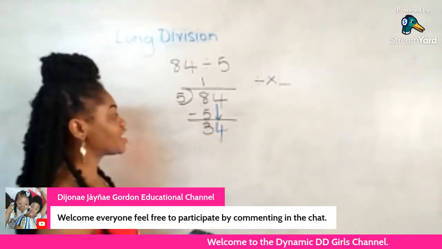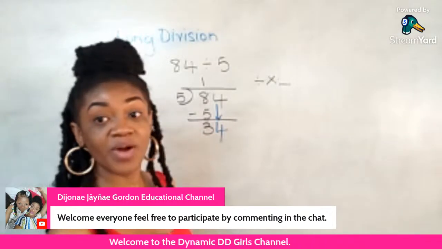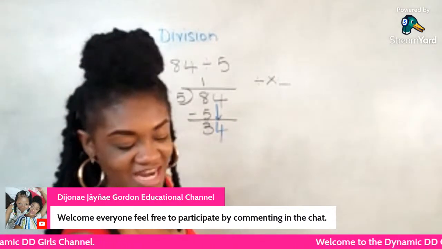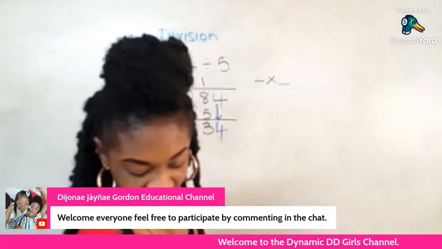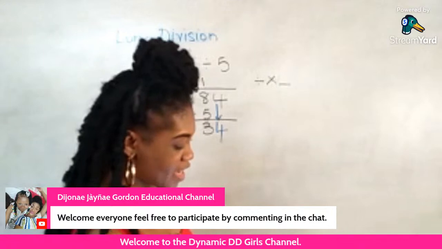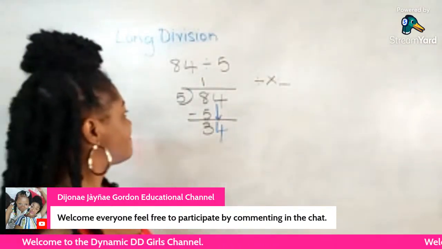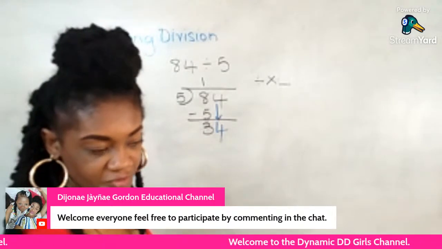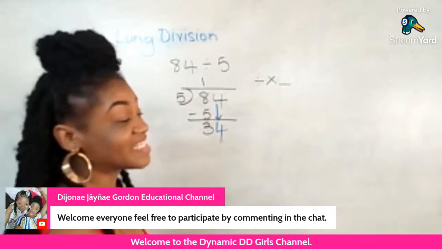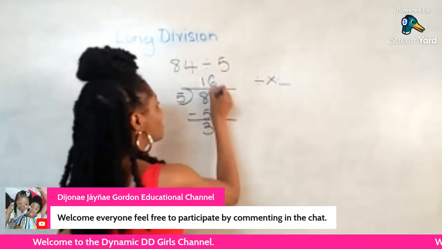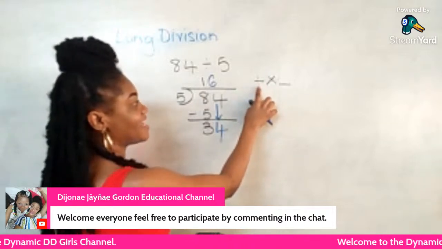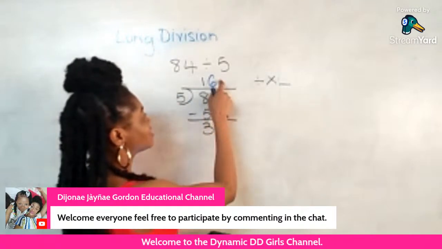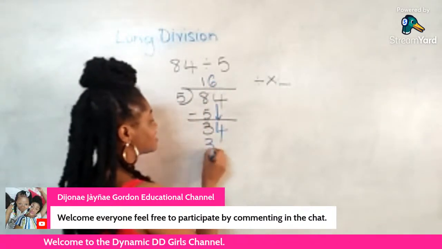How many groups of 5 can I get from 34? Go to your 5 times table and ask yourself, how many groups of 5? Of course, 6 groups. I put my 6 right there. I just divided, so next I multiply: 5 multiplied by 6, and that is 30.